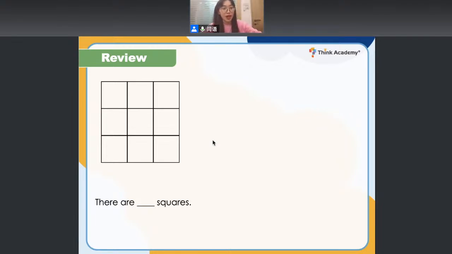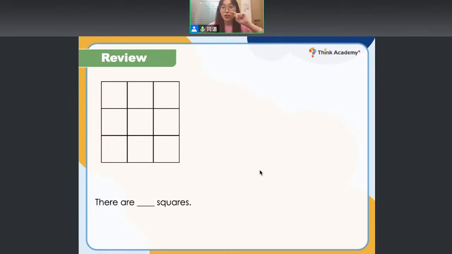Let's have a look. How many squares are there in total? 14? Okay, I see some of you got 13. Okay, 13 or 14? Let me check. 13? Oh, 13 again? 14? Okay, I see some of you just 14 something. 10? Okay, a new answer, 10.